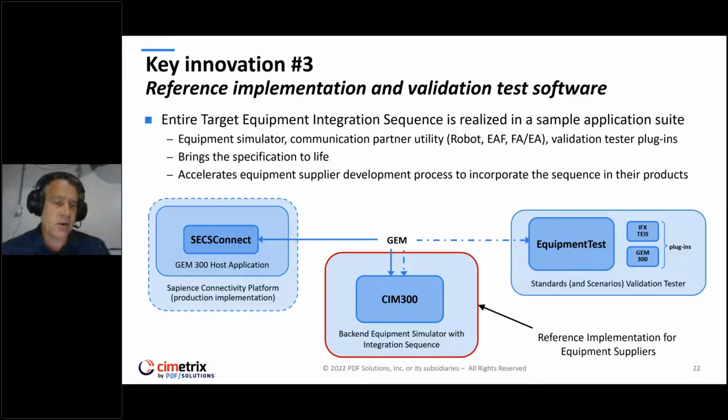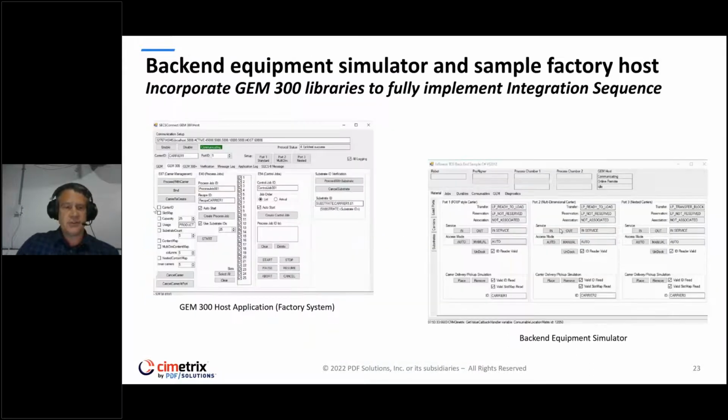And of course, our Cimetrix connectivity platform can also be used to implement the factory host features from the back-end TOS. On the right here, we have the actual back-end equipment simulator shown. This is what the screen looks like, and there's GEM communication between that and, on the left, the factory simulator, which simulates the software implementing the factory messages.